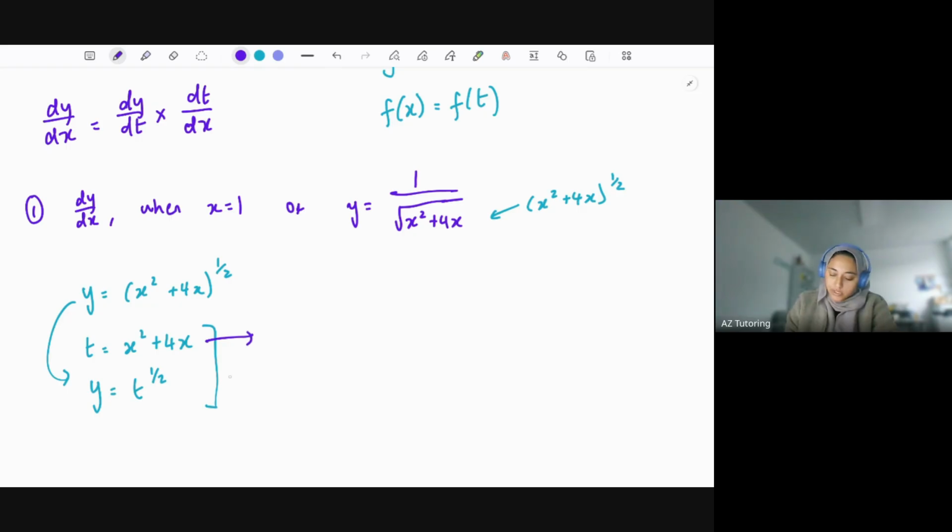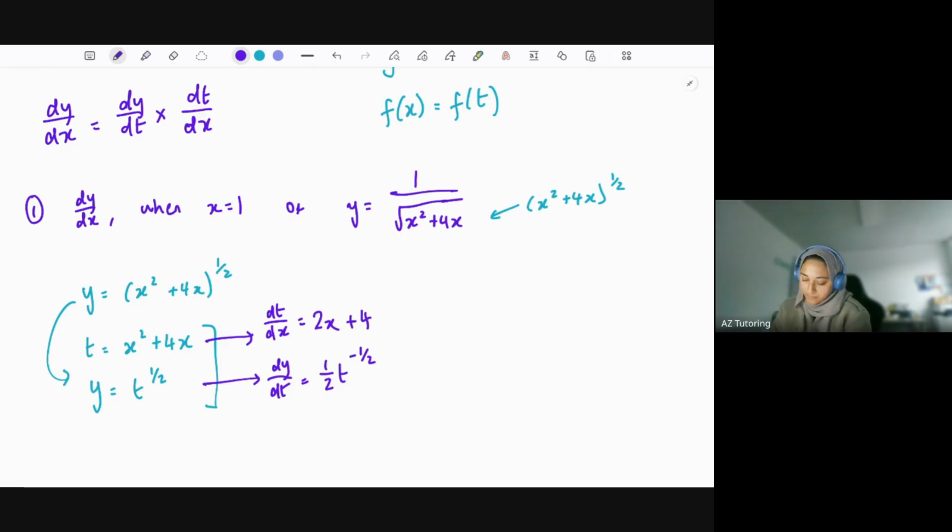So let's differentiate both of these. Now here I'm differentiating t with respect to x. Depending on what your equation starts with and what it contains determines what you're differentiating, so always check that out. So we're doing dt over dx here. Differentiating that, we get 2x plus 4. Okay, the bottom one, we're differentiating y with respect to t, so it's dy over dt. Bring the minus a half to the front, t, and then minus a half minus 1 is minus three halves. Okay, so we've differentiated both of them.